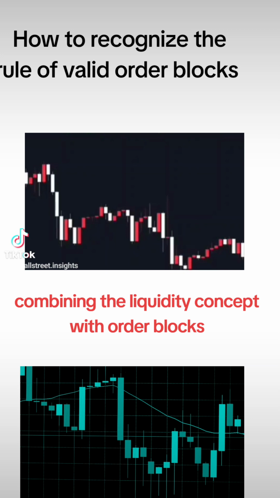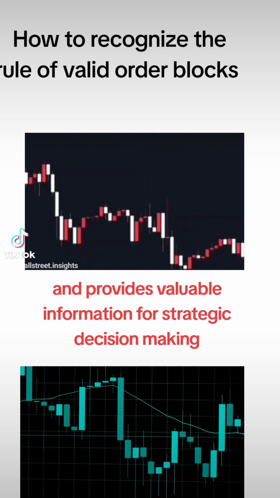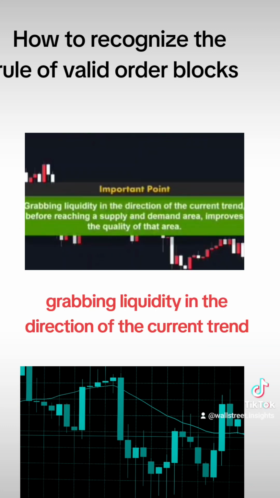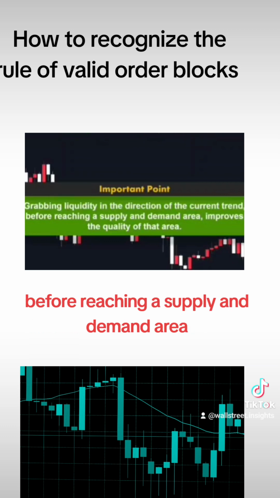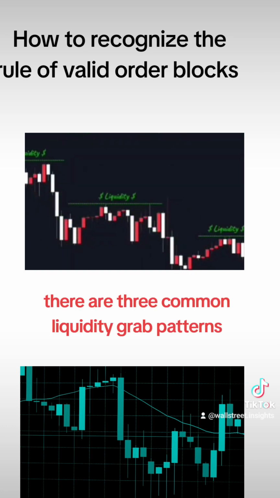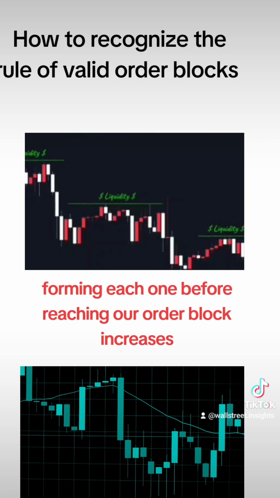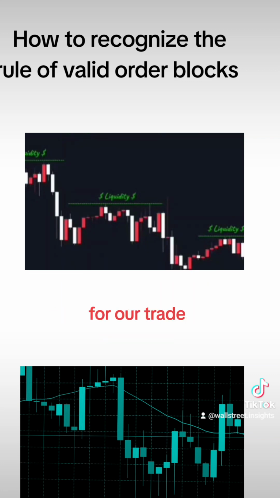Combining the liquidity concept with order blocks enhances our understanding of market dynamics and provides valuable information for strategic decision-making. Grabbing liquidity in the direction of the current trend before reaching a supply and demand area improves the quality of that area. There are 3 common liquidity grab patterns that happen every day on the chart. Forming each one before reaching our order block increases the chance of success for our trade. Let's start with the first one.